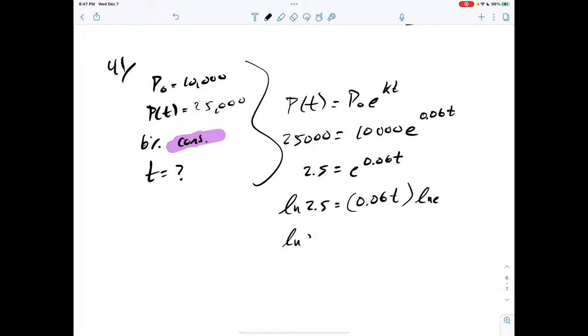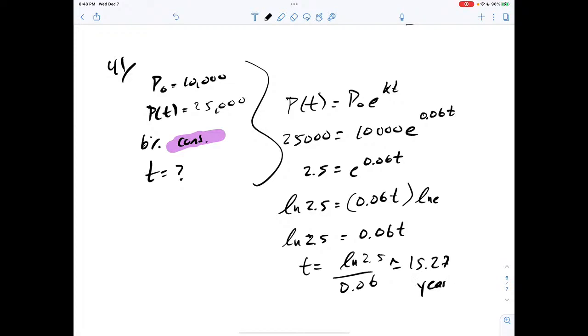So you end up getting the ln of 2.5 is 0.06 t. And I get t is the ln of 2.5 over 0.06. So I'm getting 15.27 years for this question. Does that make sense for this one? For 41?